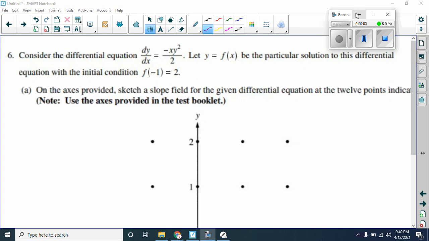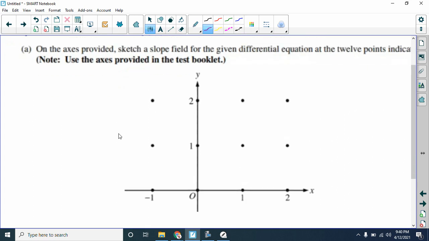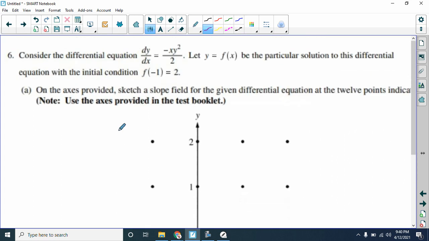AP problem number 6 on the Unit 6 study guide gives us a differential equation. Tells us the initial conditions, f of -1 equals 2. Part A wants us to sketch the slope field. We've done lots of these. I'm going to talk through a couple points and then show you the answer.